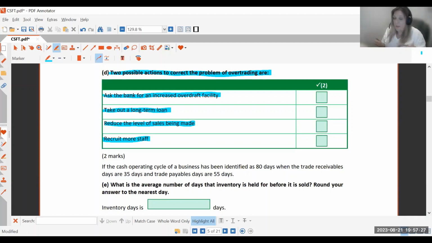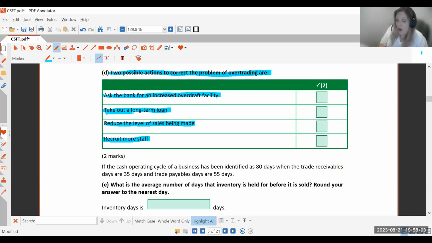And I think the power of getting rid of the answers that you know it's not in the first instance is a great tactic to use in an exam, right? So 2 possible actions. If we ask the bank for an increased overdraft facility, the problem here is we already have lots of short-term finance going on. If a business is overtrading, they're probably already in their overdraft. They probably already owe their suppliers money. Taking out more short-term finance is not going to increase that working capital.